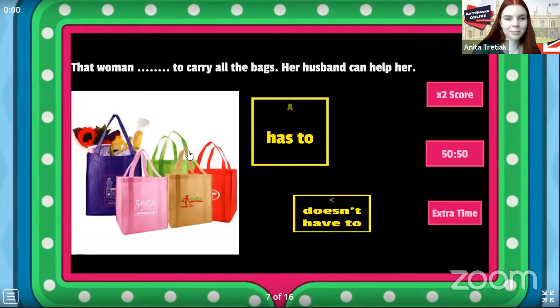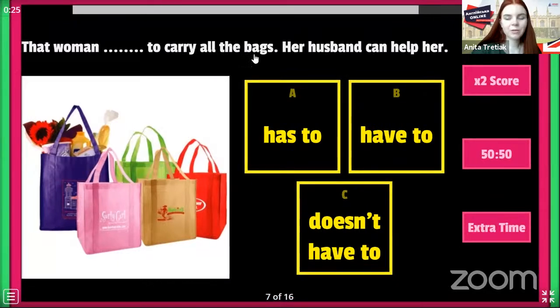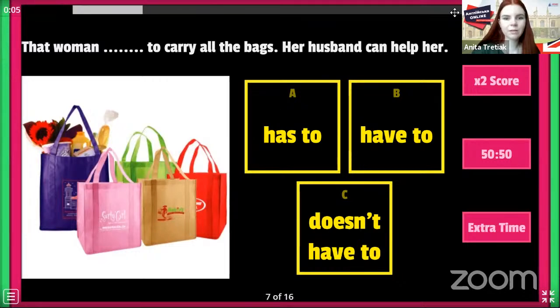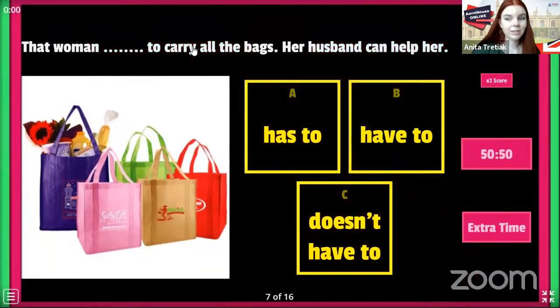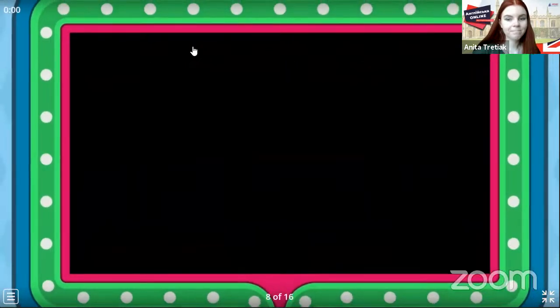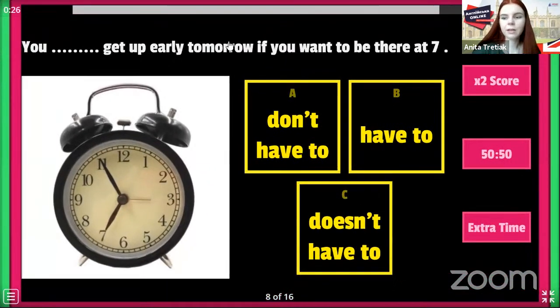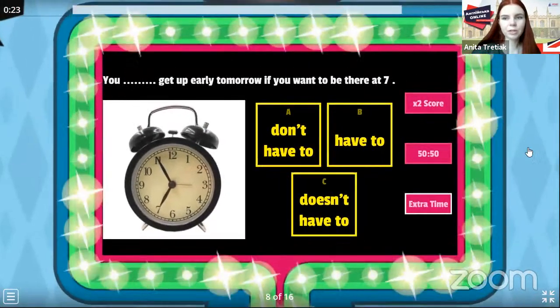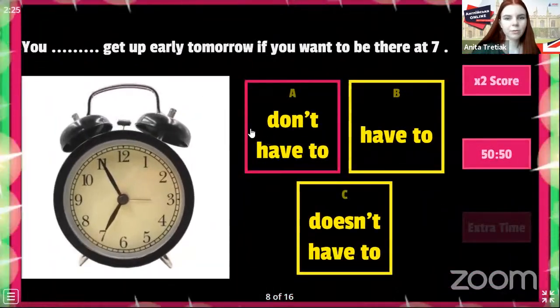That woman to carry all the bags, her husband can help her. Has to, have to, doesn't have to. Let's do this. Let's quickly have this. Come on, guys. We didn't have time. Okay, this one is very quickly. Okay, I'm picking extra time because we don't have time for this really.